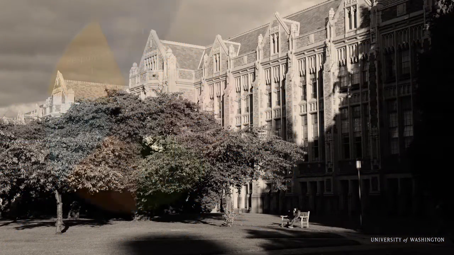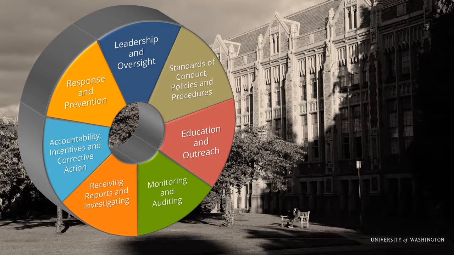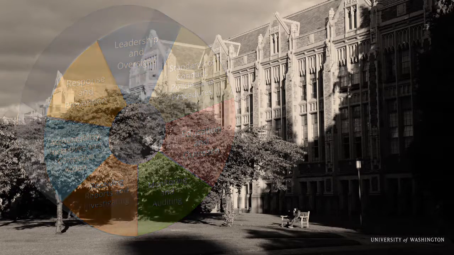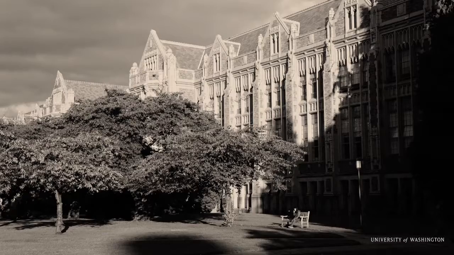While each of the 7 elements includes unique and specific functions, it is their operation as an interconnected whole, a system, that meets the needs of a complex, dynamic research university and those of its students, faculty, staff, and community. Here's an example of what that means.